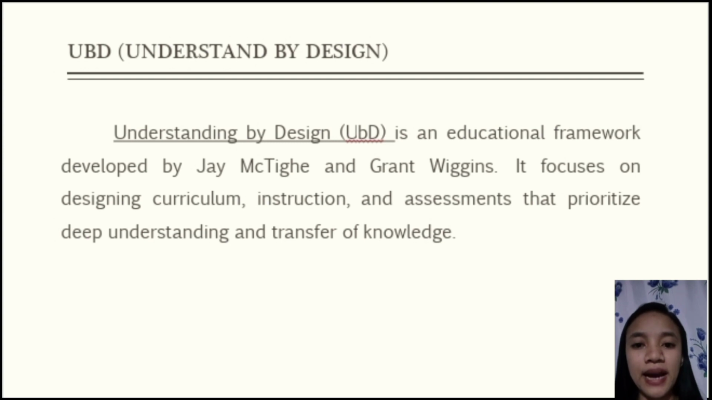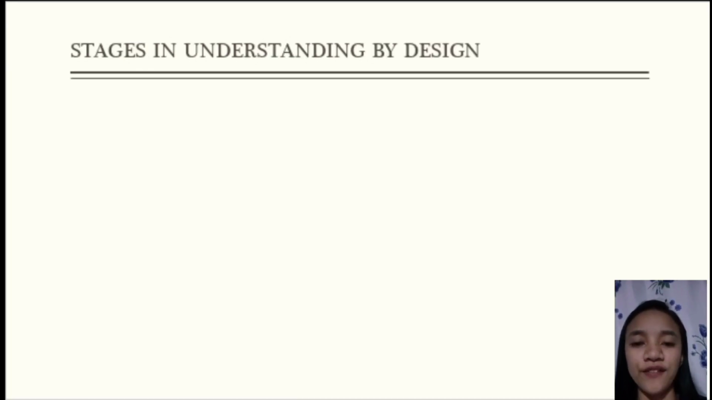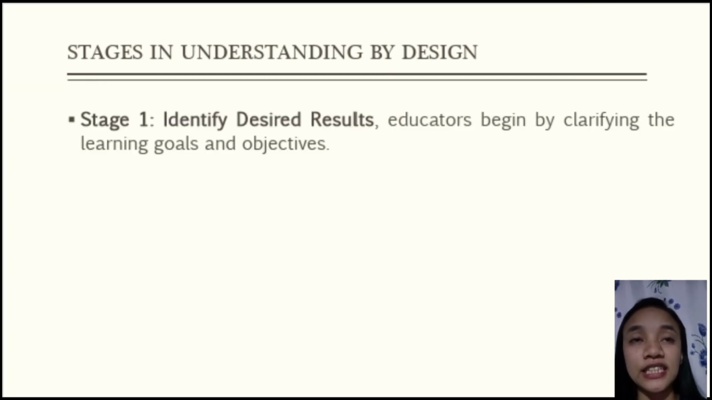Now, according to Wiggins and McTighe, 2005, Understanding by Design emphasizes the importance of defining clear learning goals and objectives before planning instructional activities. Now, in Understanding by Design, we have stages. The first stage is identify desired results. Educators begin by clarifying the learning goals and objectives. They define what students should understand and be able to do at the end of the unit or course. This stage involves establishing clear learning outcomes, essential questions, and enduring understandings that guide the instructional design process.